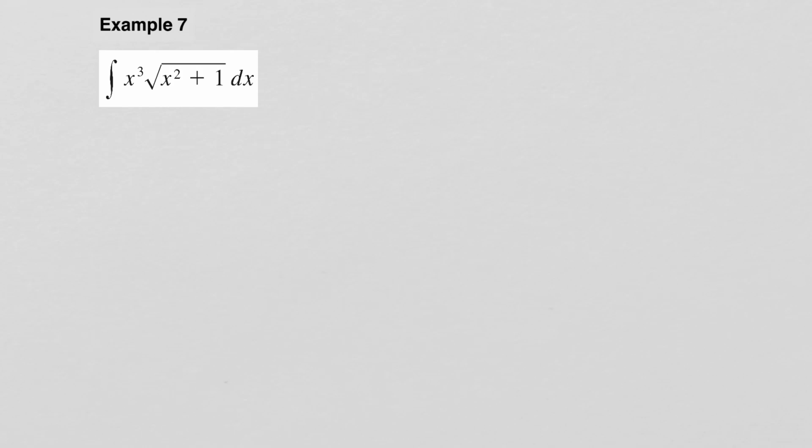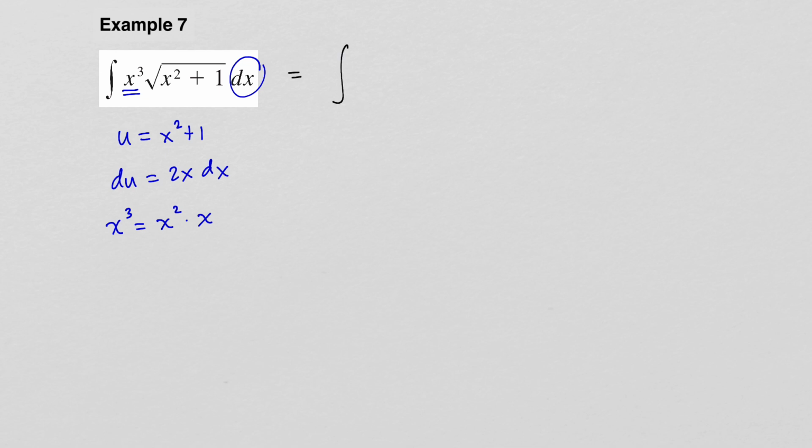In the next example, we have yet another radical. So I'll start it the same way. I'm going to let u be equal to x squared plus 1. du, of course, is 2x times dx. Now, if you look at this, we have the dx, but I don't see the 2x. But we do have this x cubed here. So let's remember that x cubed can be written as x squared times x. And so if I break that apart here, we have x squared times x times the square root of x squared plus 1 times dx.